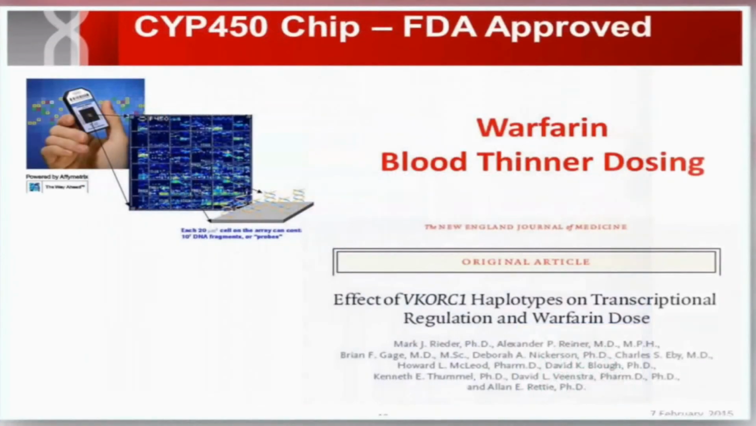Now another example is the FDA-approved CYP450 chip, which is for warfarin. It is a blood thinner. Overdose and underdose are both very harmful for patients. Every individual has a different capacity to metabolize warfarin. With the help of CYP450, the enzyme responsible for metabolism of certain drugs in our body, we can set the dose of warfarin for every individual.